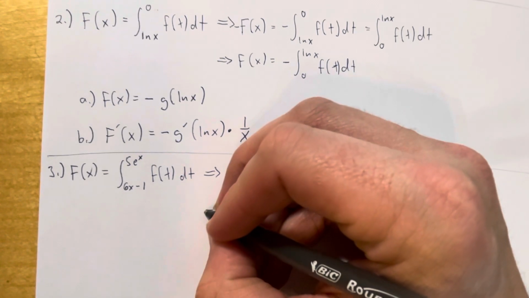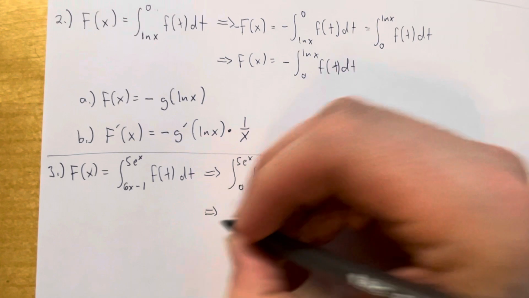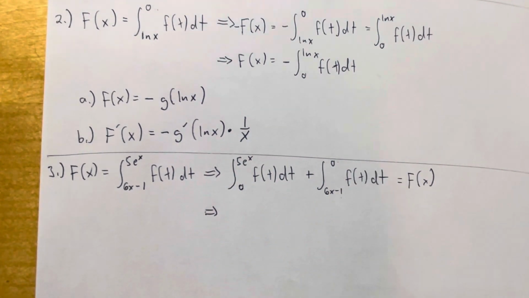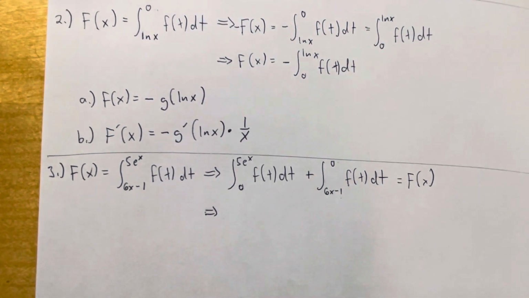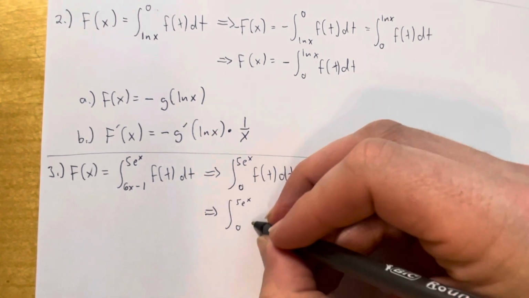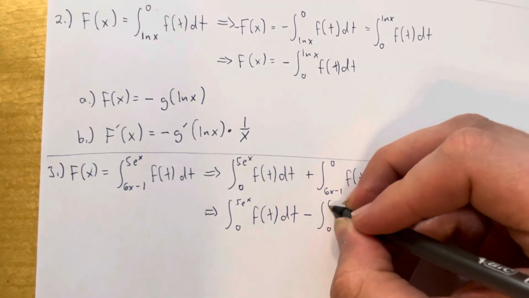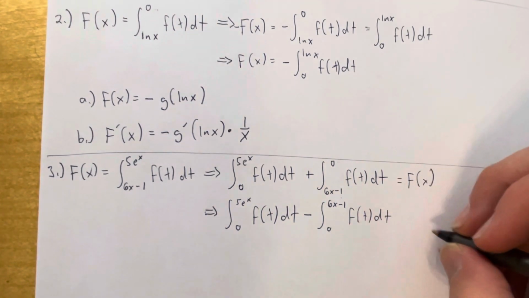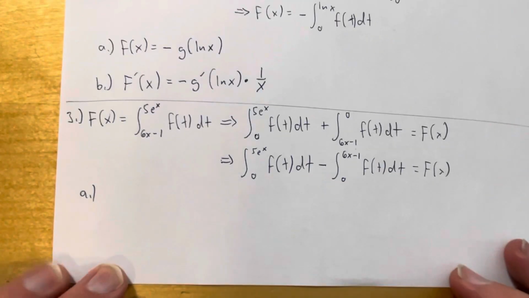So using the same technique as the previous problem, I can switch the order of these limits of integration and just change this plus to a minus, which accounts for the negative that we need in order to do that. So now this is going to look like this. Minus. Okay, and that's f of x right there. So with that, I can do part A now.